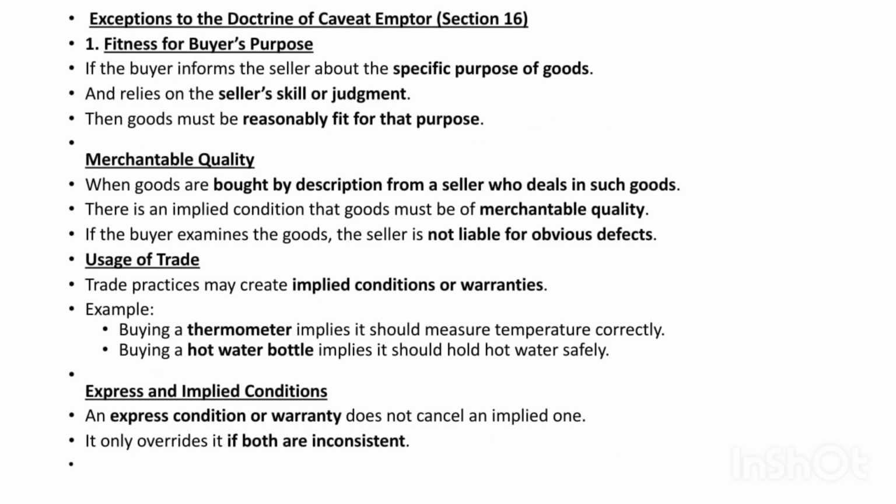Now let's move on to the next topic, exemptions to the doctrine of caveat emptor. Section 16: we saw caveat emptor means buyer beware, but section 16 gives important exceptions where the seller becomes liable. The first one is fitness for buyer's purpose. If the buyer informs the seller about the specific purpose of the goods and relies on the seller's skill or judgment, then goods must be reasonably fit for that purpose.